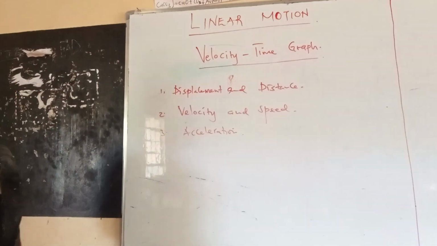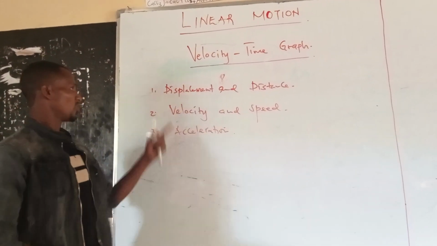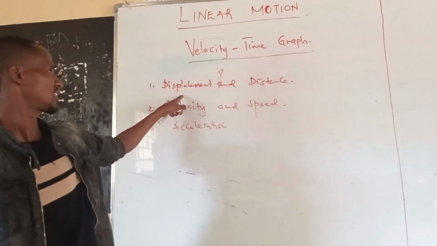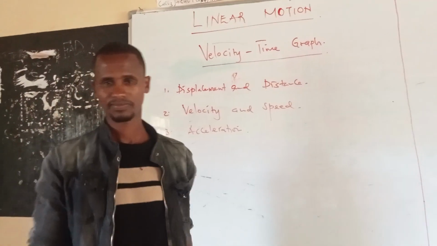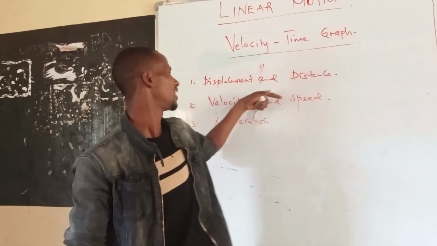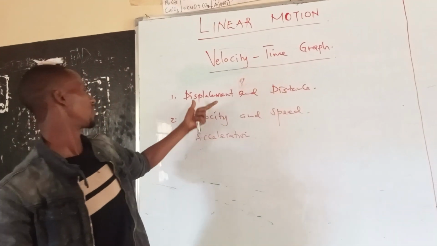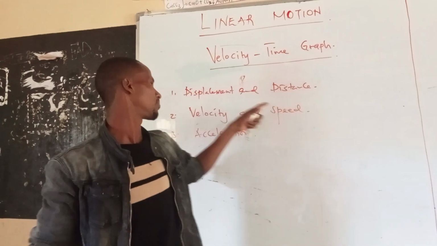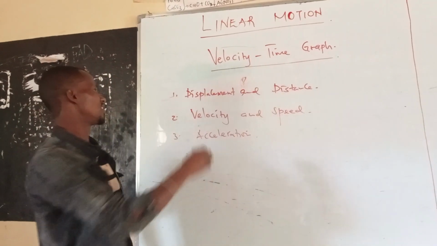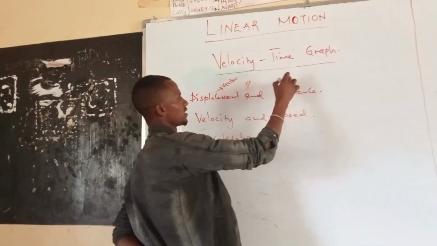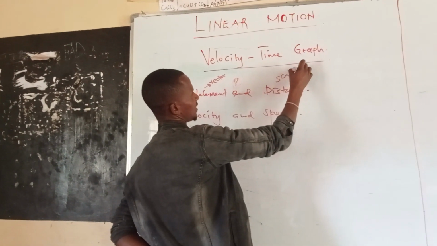Okay, acceleration. So what do we mean by displacement? Displacement is a distance. It's changing distance. I mean, displacement is just distance with a direction. So this is the same as distance, but with direction. So this is said to be a vector, while this one is said to be scalar.